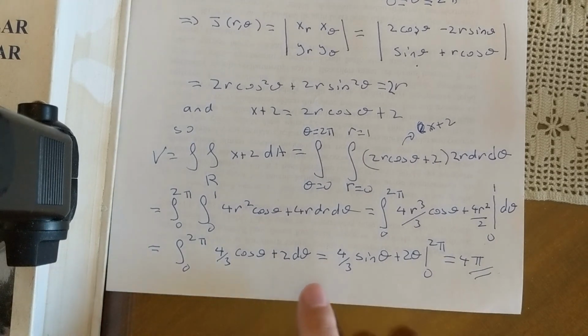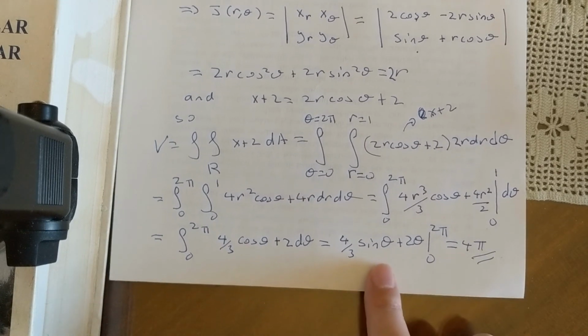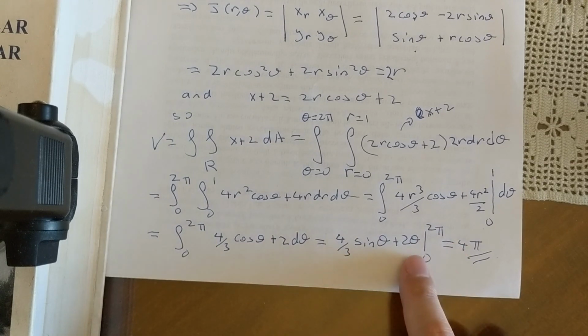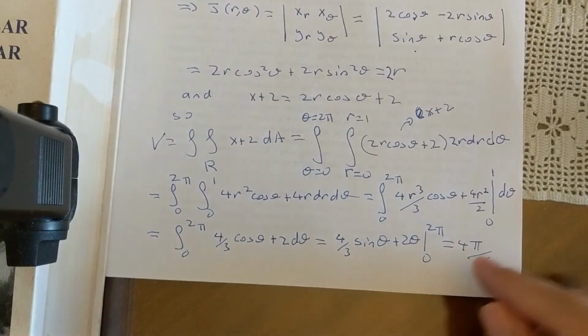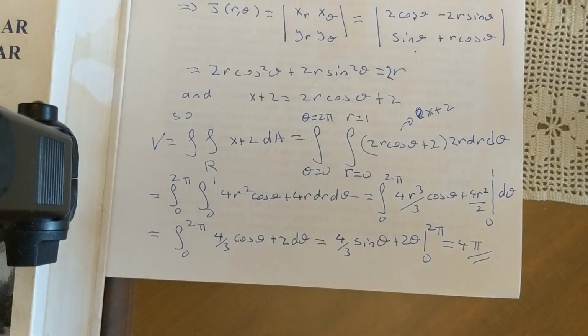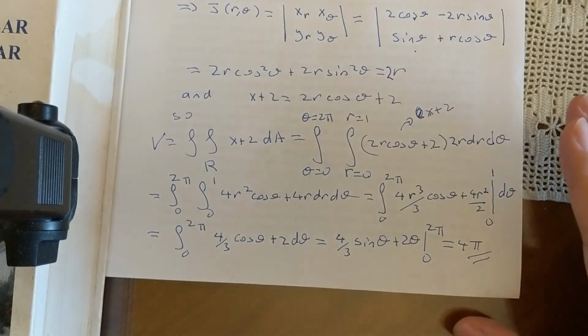So integrate that, you get 4 over 3 sine theta plus 2 theta from 0 to 2 pi. Well, sine at those points is 0, so you don't get anything from there. Plug in 2 pi into 2 theta, you get 4 pi, and minus 0 is 0. So we again get 4 pi, exactly the same answer. If we had gotten something else, we would know we messed up somewhere. Okay, so that's all I'm going to do here.